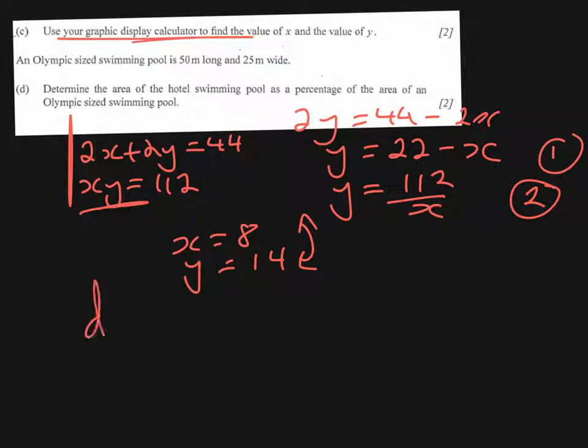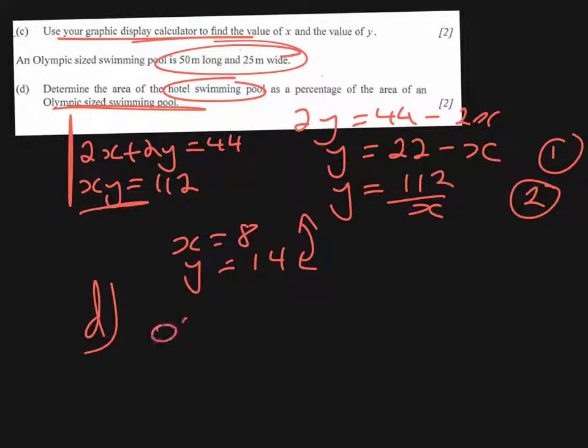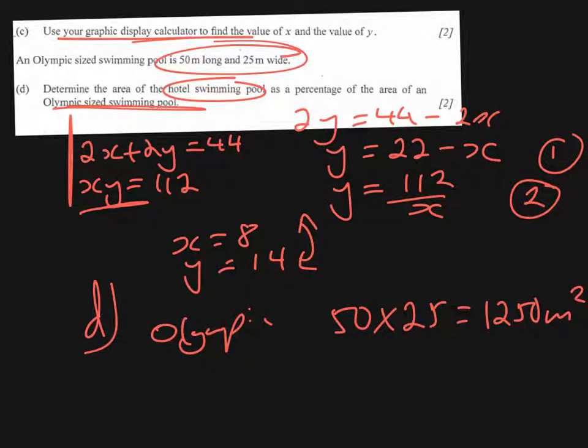The answer to part D then: determine the area of the hotel swimming pool as a percentage of an Olympic-sized swimming pool. And we've got the dimensions of the Olympic-sized swimming pool here. So first of all, we need to work out the area of the Olympic swimming pool. 50 times 25 is going to give you 1,250 meters squared. We then want the proportion of the hotel swimming pool, which we said was 112 meters squared, over that 1,250, express that as a percentage, and that gives us an answer of 8.96%.